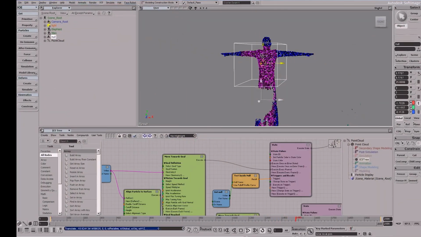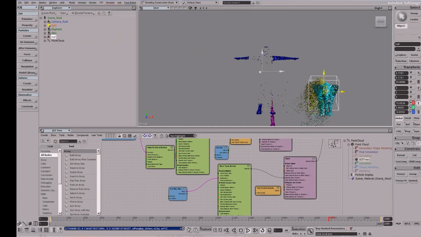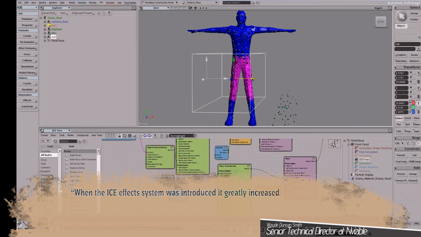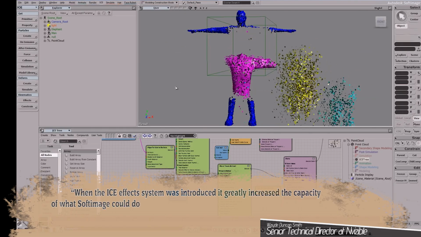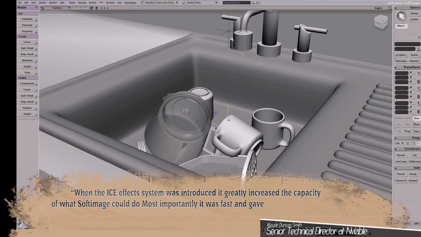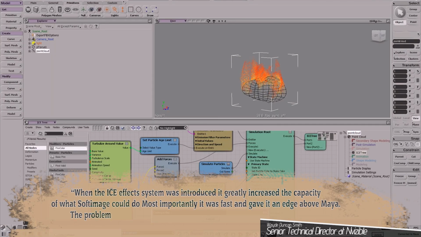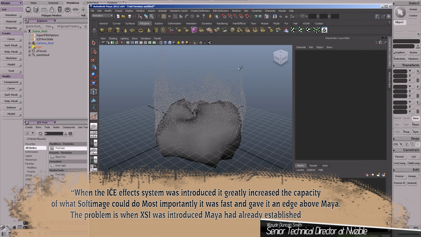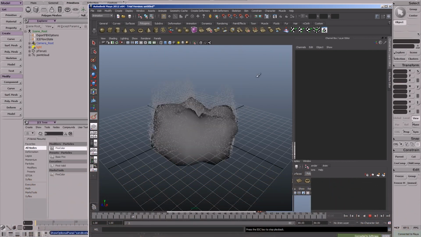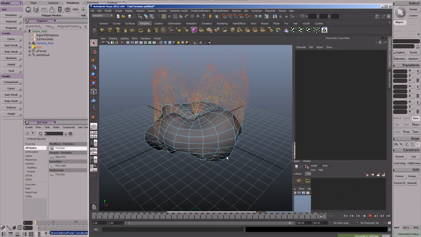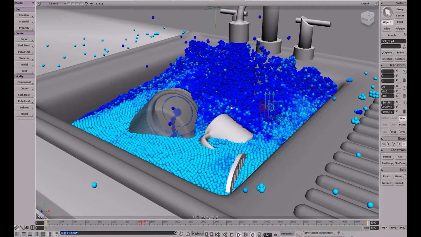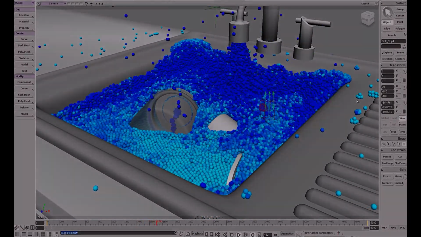Wayne Duncan-Smith, Senior Technical Director at Invisible, said, "When the ICE effects system was introduced, it greatly increased the capacity of what Softimage could do. Most importantly, it was fast and gave it an edge above Maya. The problem is when XSI was introduced, Maya had already established itself." By this point, Maya was the 3D suite of choice for feature film and visual effects, and had become a crown jewel for Autodesk, which had acquired Alias in October 2005.